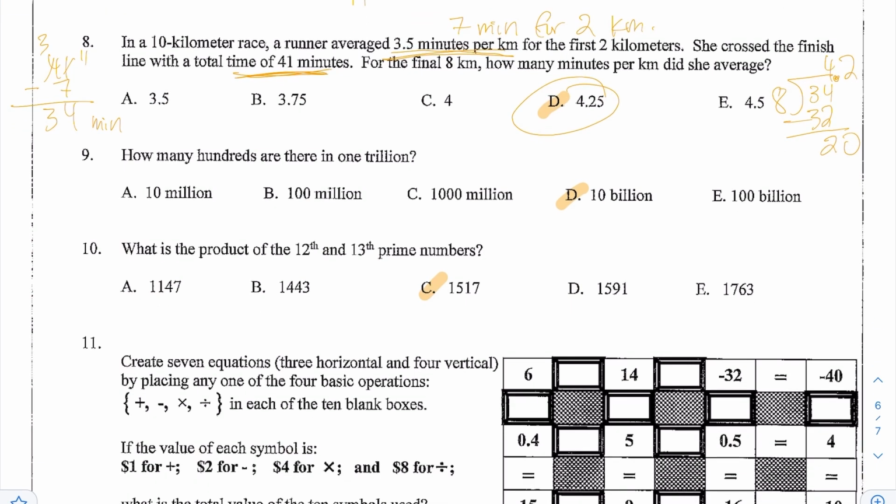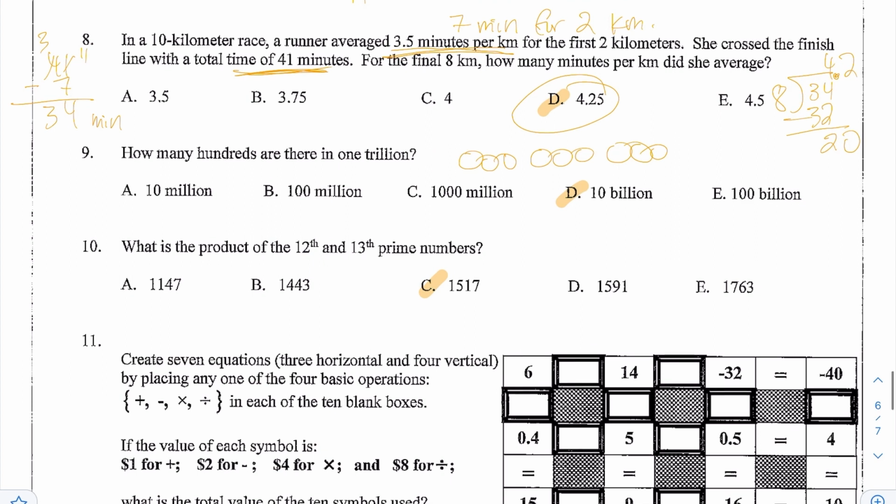Next for number 9, how many hundreds are in 1 trillion? So trillion has 12 zeros, because billion has 9. So trillion would have 12. So there's 1, 2, 3, 4, 5, 6. That's million. 7, 8, 9. That's billion. And then that's 1 billion. You put another 3 and put a 1. That's trillion. Now if you divide by 100, 2 of the zeros will cancel out. So now you still have a 10 billion, choice D.